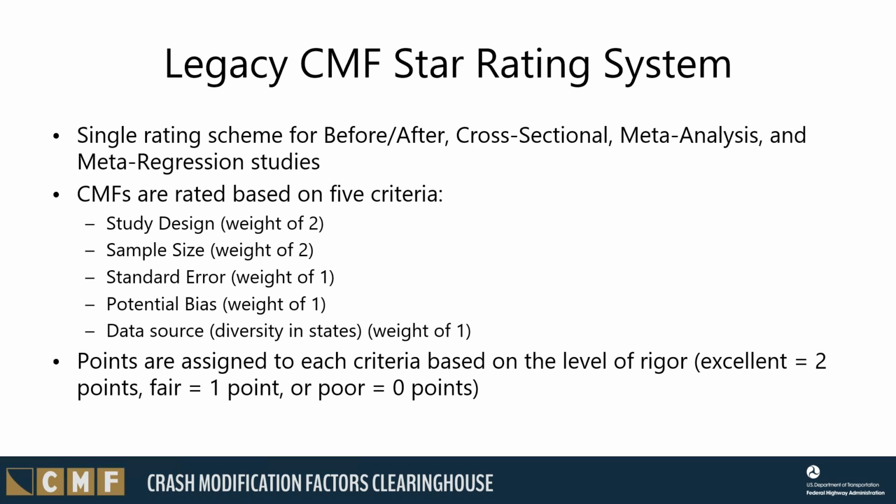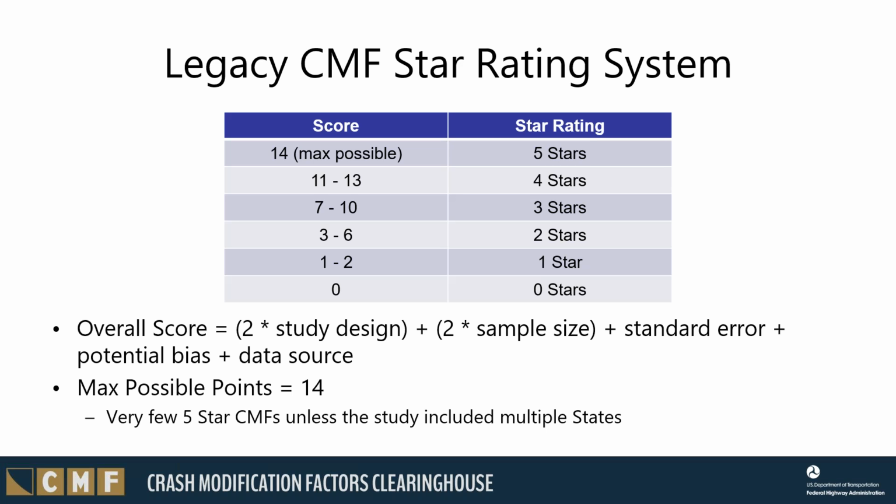Points were assigned to each criterion based on the level of rigor. So an excellent would equate to 2 points, a fair would equate to 1 point, and a poor would equate to 0 points. The overall score of a CMF in the legacy system was calculated using the formula that you can see on your screens right now. This formula, as you can see, accounts for the weight of 2 that was given to the study design and the sample size.